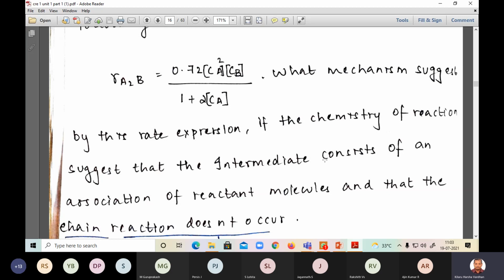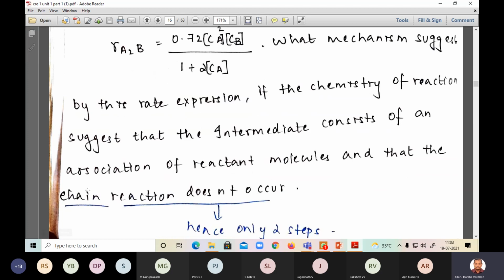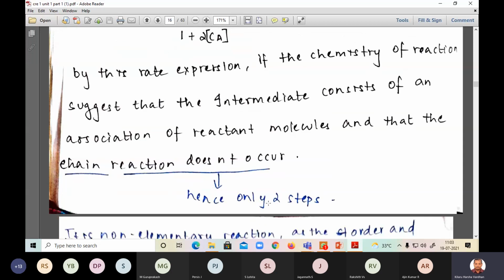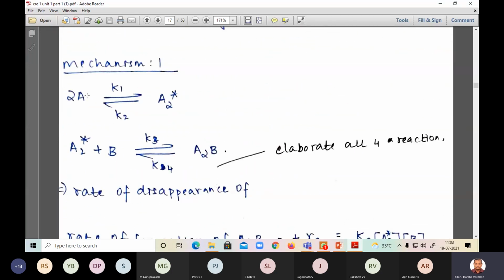Sometimes he will ask you to give assumptions or something like that. Sometimes he'll give you that chain reaction does not occur. If he didn't give you that, then you have to go for a chain reaction where there will be 3 steps. Since in the problem itself he is giving you chain reaction does not occur, only 2 steps you are making. So this is how I'm making: 2A gives A2star, and A2star plus B gives A2B.